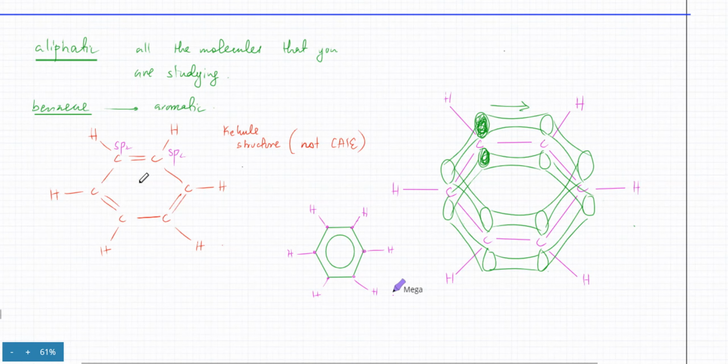The reason I actually like this structure better is because you're able to figure out the bonds correctly. You're able to figure out the hybridization correctly, and you're also able to figure out the bond angles correctly because in this the bond angles are going to be fan shaped, 120 degrees and trigonal planar.